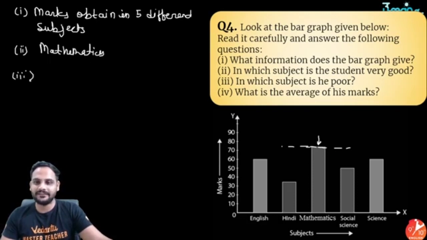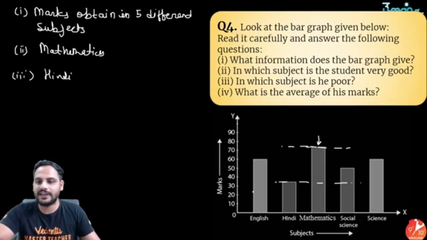Third part, in which subject is he the poorest? So in Hindi he is getting the least marks. So he is poorest in Hindi. What is his average mark? What is the average of his marks?